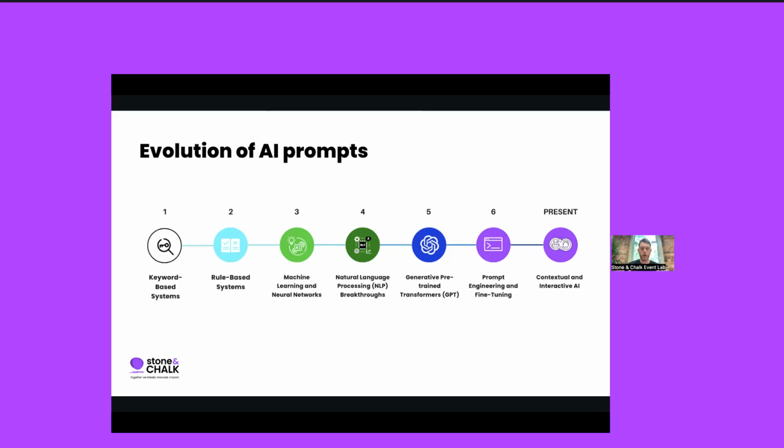And lastly, where we're up to at the moment, the latest developments have focused on creating more contextual and interactive AI uses. AI models can now hold coherent conversations over multiple exchanges and maintain context throughout. This has made AI more engaging and useful for a wide range of applications, from customer support to content generation.